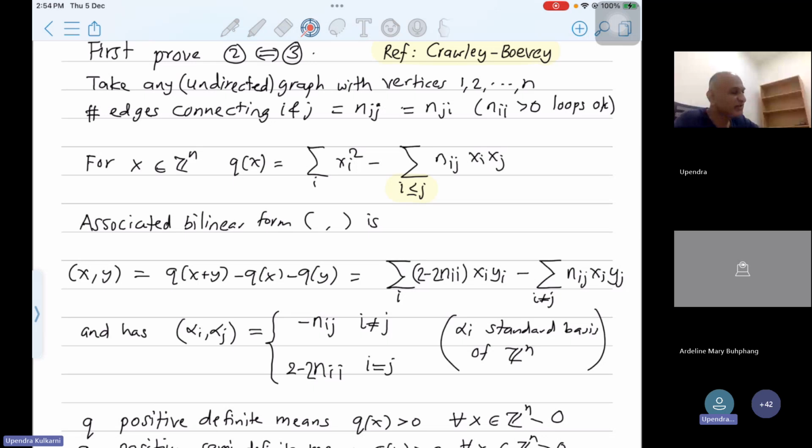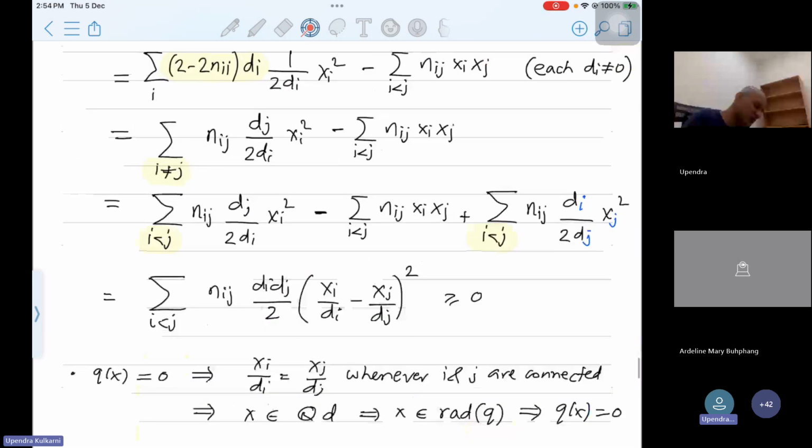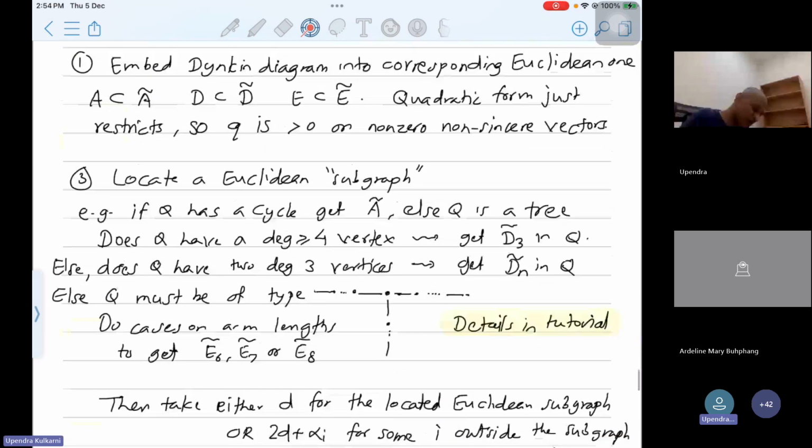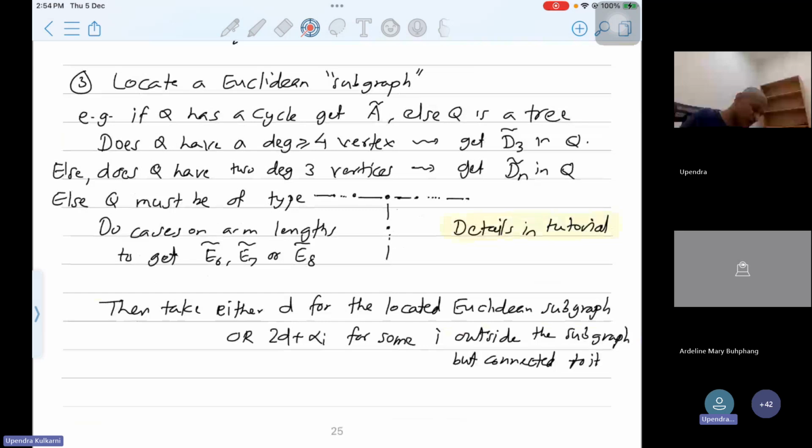So if I take the original vector D, which gives me Q of D equal to 0, then I have just made something else more negative. So I will get something strictly negative. That's what happens if you have no extra vertices. If you have extra vertices, then you do something very simple. You just take one of the extra vertices that is connected to your Euclidean subdiagram, and simply put a 1 in that slot. And just to have the calculation work out, what you should do is you should not take D, but you should take 2 times D. So this is what I have written over here.